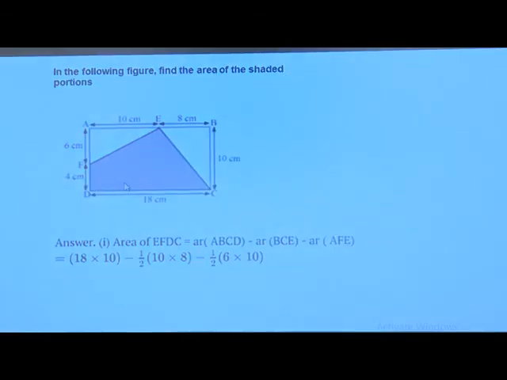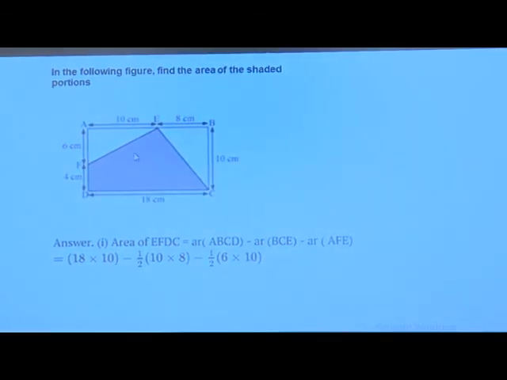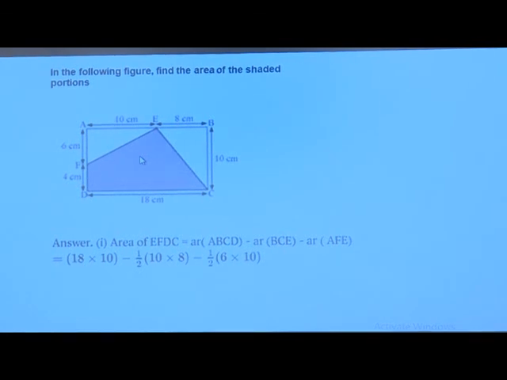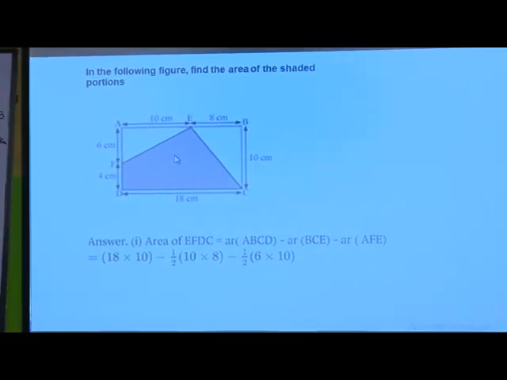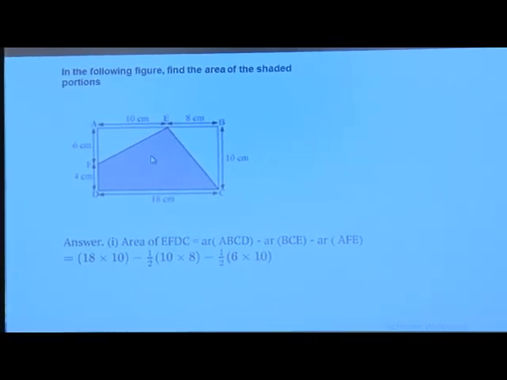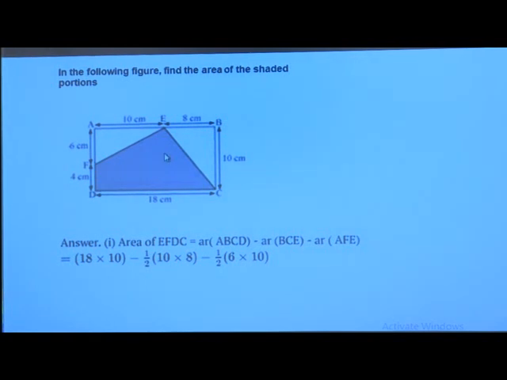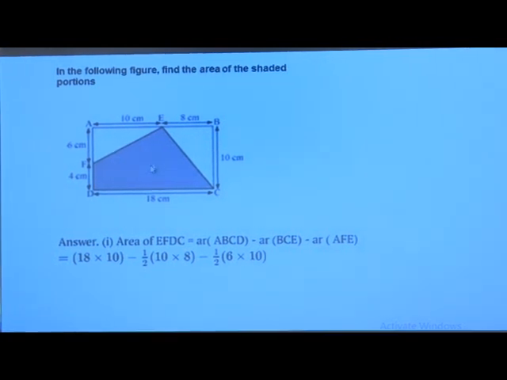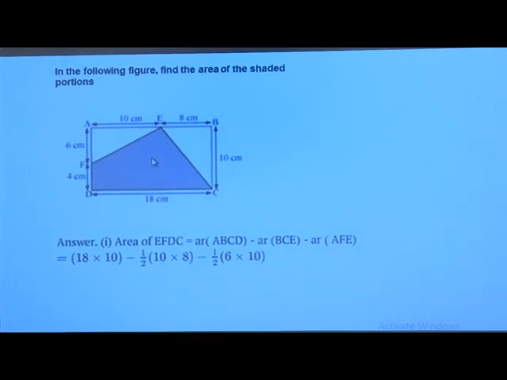Here we have to find out the area of a shaded portion. Till now we had found out the area of a path, including, excluding, in this way. Now, how to find out the area of a shaded portion? In short, I will explain very easily.